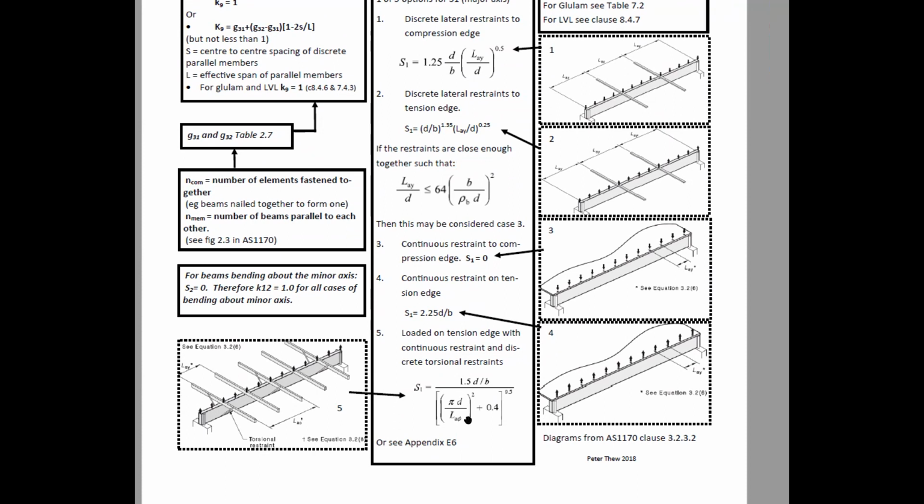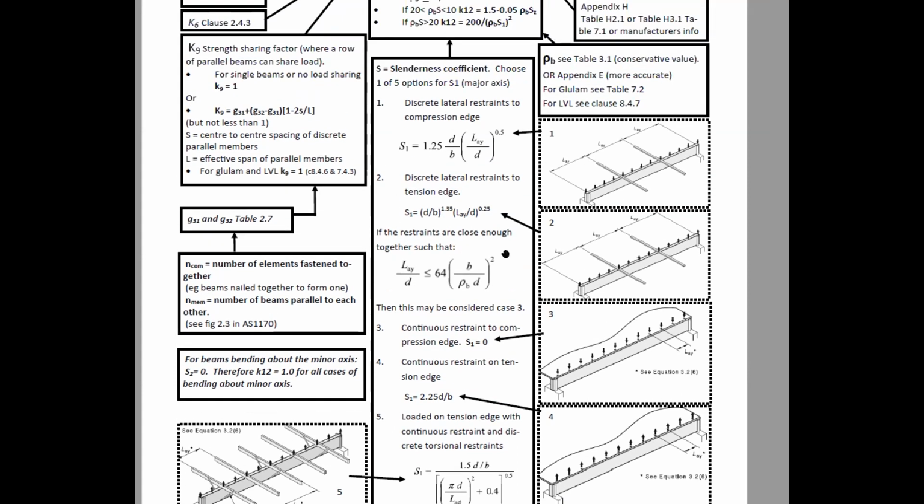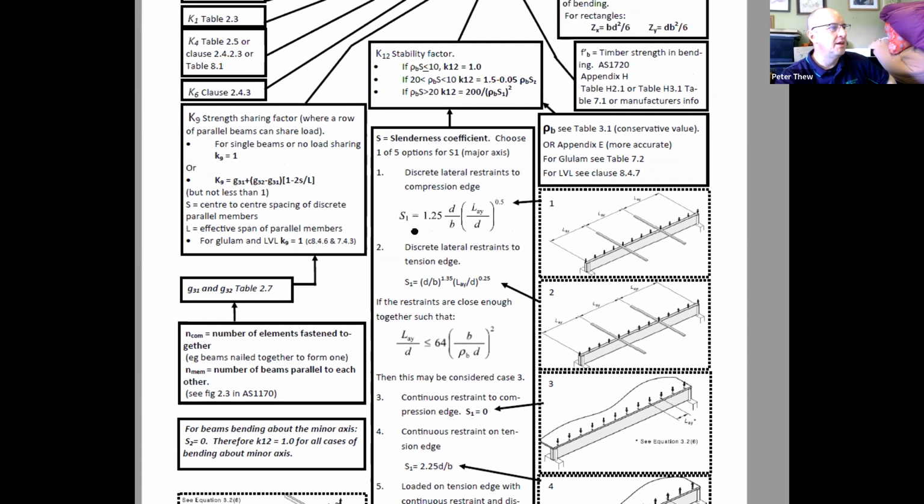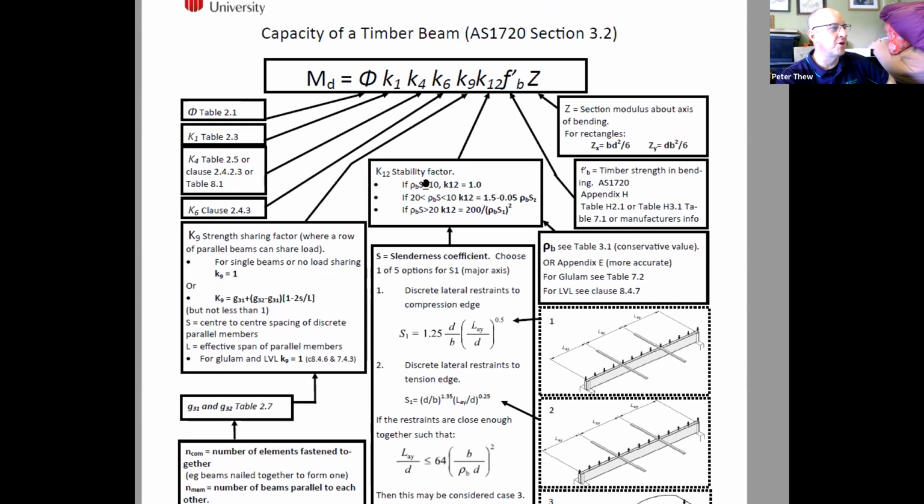So what's the deal with that? Because I think this is where we got it wrong yesterday when we were given the topic. With number 1 and 2, if the restraints are close enough together such that that equation is greater than LAY on D. Okay, if these restraints are really close together, then your LAY value is very small. And consequently, your S value is going to be very small. If your S value is very small, you're going to get rho S as less than 10, and your K12 is 1.